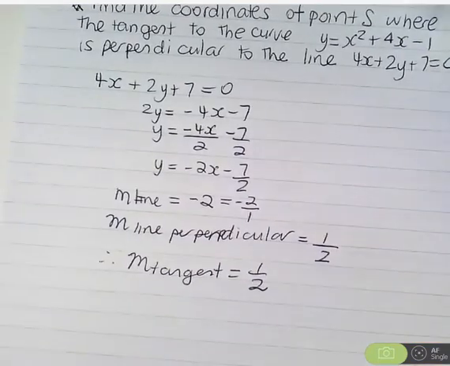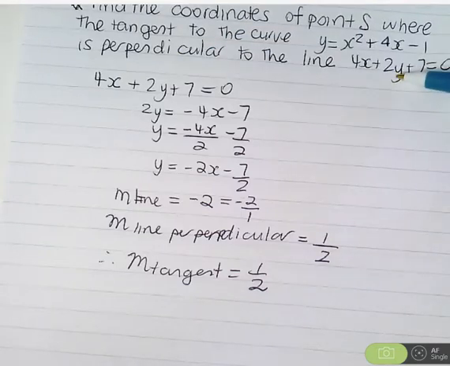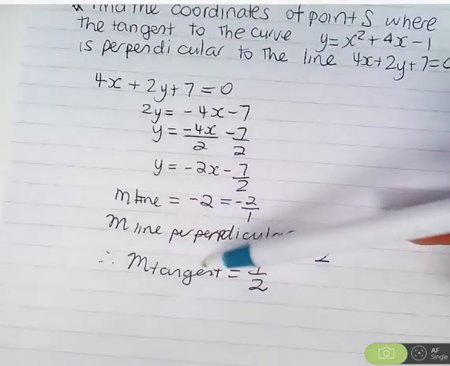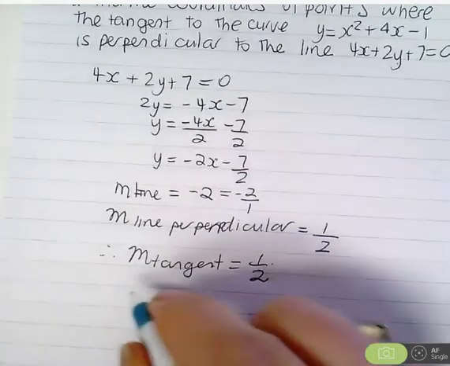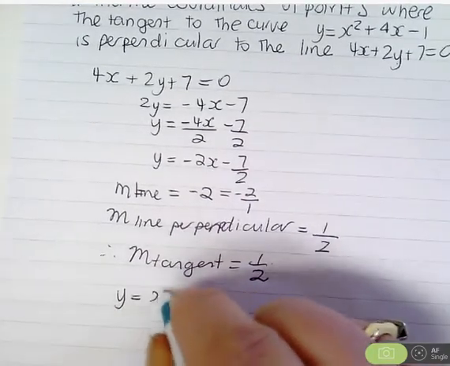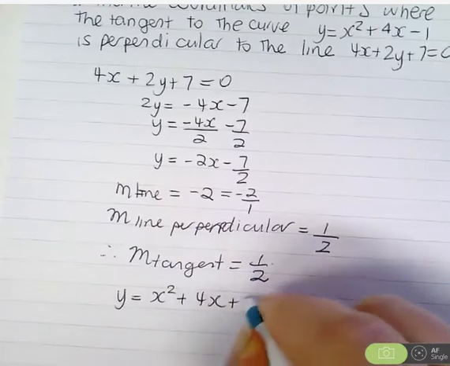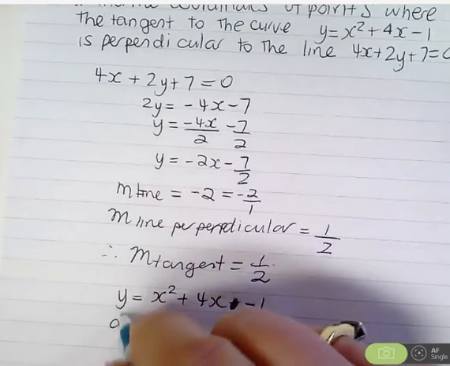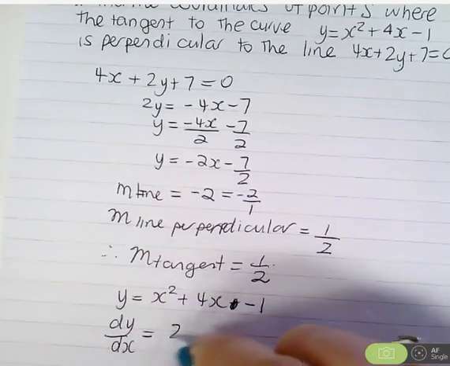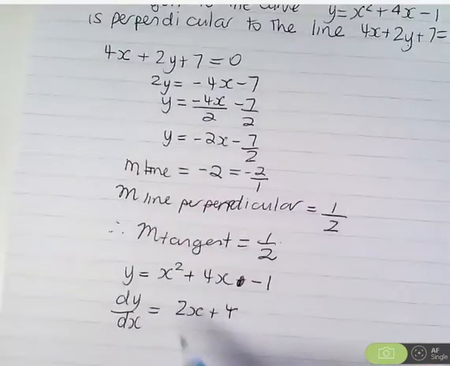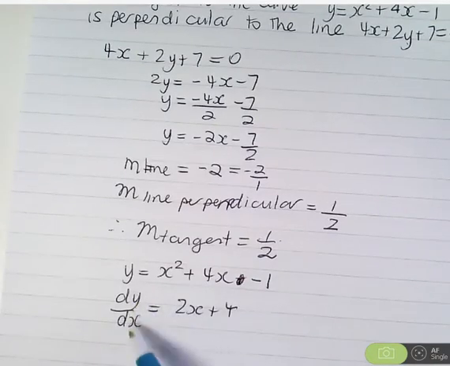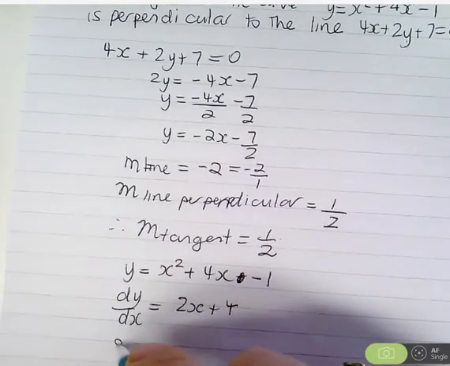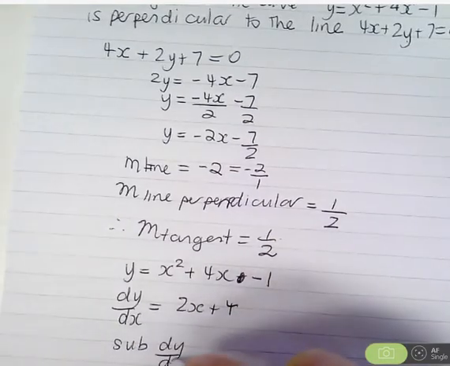Okay? So we know that if the tangent to the curve is perpendicular to this line, then the tangent to the curve will have gradient a half. So let's start with our equation, and if we want to know something about the tangent to this curve, we need to differentiate it. So dy/dx is 2x plus 4. Now we know that the gradient of the tangent is equal to a half. So we're going to substitute dy/dx equals a half in here.